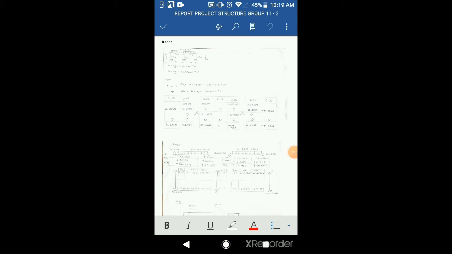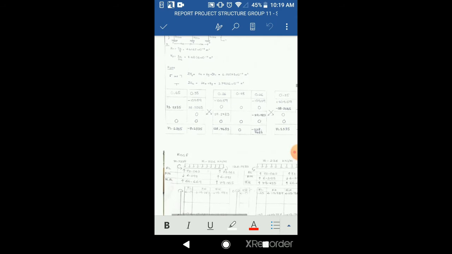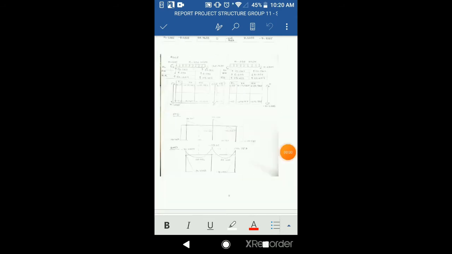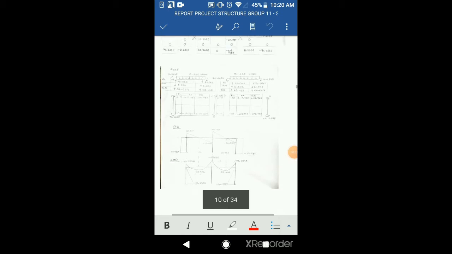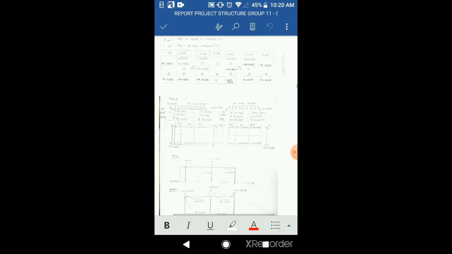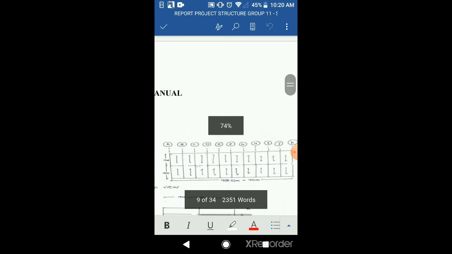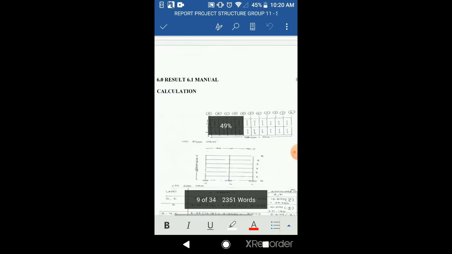Then we construct the moment distribution method table, iterating until the value diminishes to 0. Next, we calculate the rotation on the member, and before that I forgot to tell that this calculation part is for the outer frame, which can be either the AA cross section or the KK cross section. Here it can be either A or K.